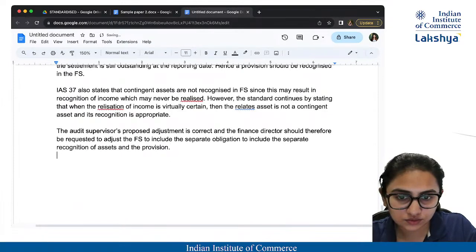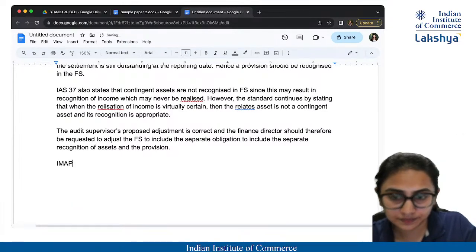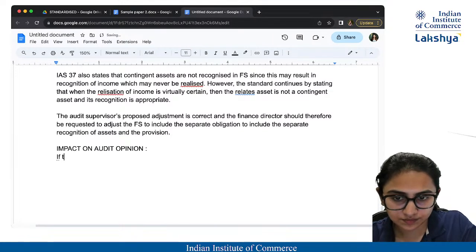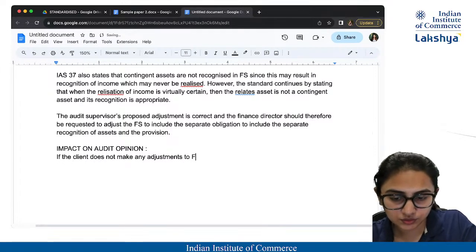So what else can you say about the legal claim? What will be the impact? Audit opinion. The client does not make any adjustments to FS.